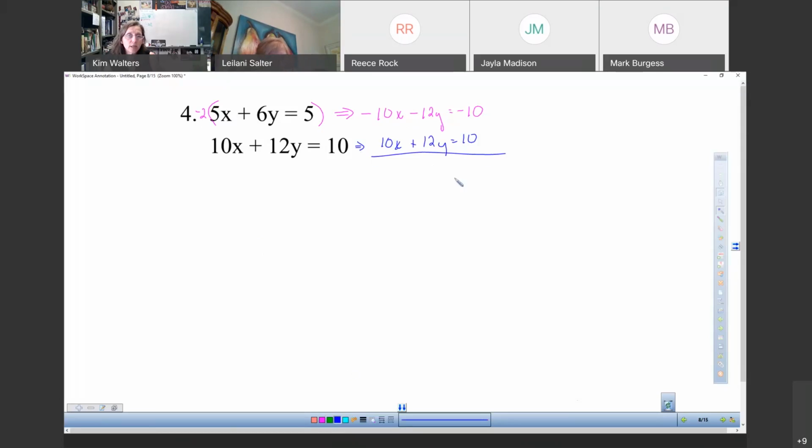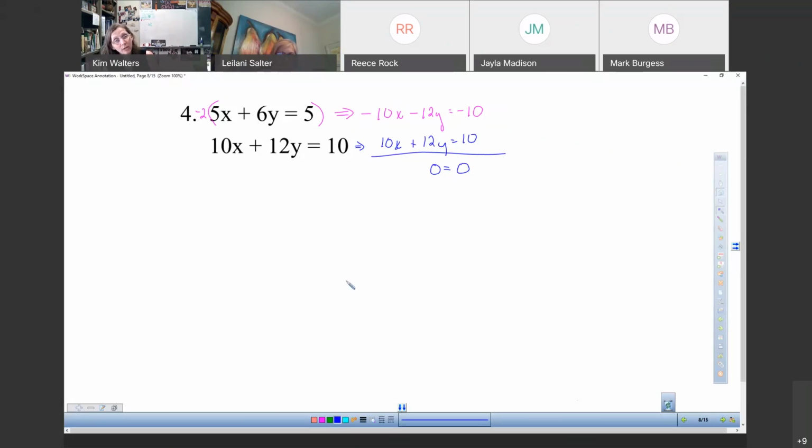Now I add the equations together. I get rid of my x's. I get rid of my y's. I get rid of my numbers. I get 0 is equal to 0. So unlike the second problem we worked, where I got 0 is equal to 7 or something like that, which was a false statement.